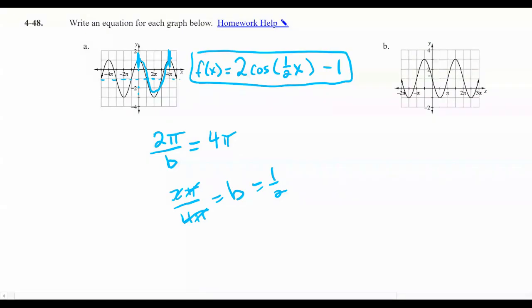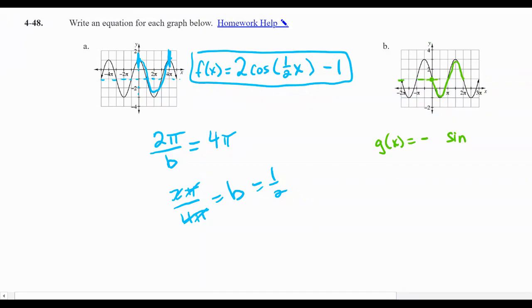Second one here, I'm going to do the same thing. Looks like this one's going to be sine if I start at x equals 0. Looks also like it's going to be negative because we're starting by going down. So I got g of x equals negative something sine.